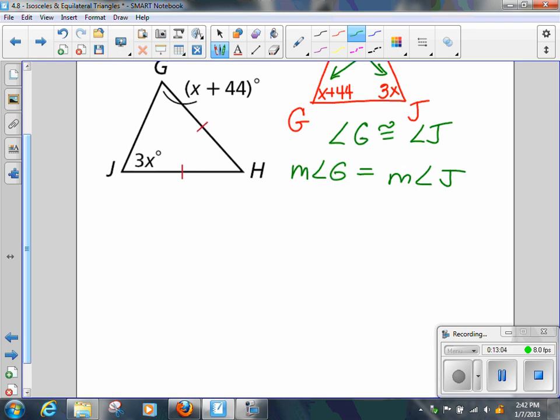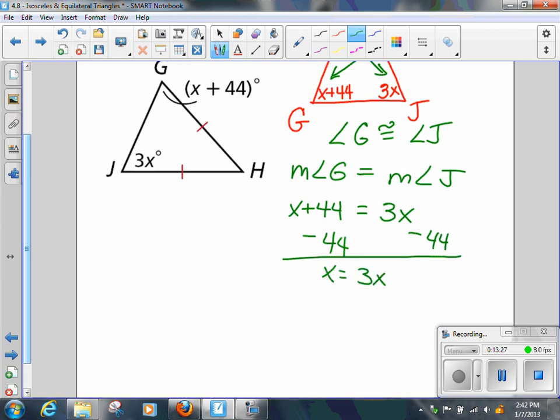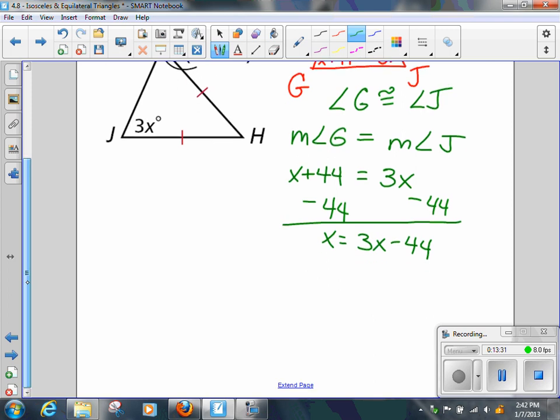What's the measure of angle G? X plus 44. What's the measure of angle J? 3X. And now what? Now what, Michael? Keep going. Yeah, I can do that. Keep going.